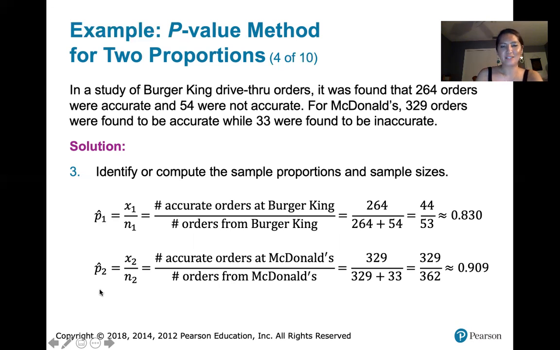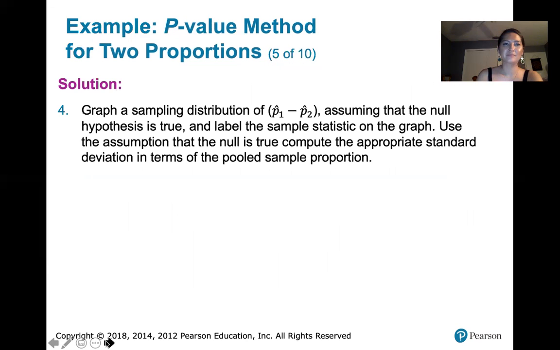So we've got our P1 hat and P2 hat, and N1 and N2 are 264 plus 54, which is 318, and 329 plus 33, which is 362. Okay, now this is not a necessary step, but I like to include this in the procedure because it demonstrates that you are thinking about the sampling distribution of P1 hat minus P2 hat and how that corresponds to the test statistic Z that we're going to compute in a little bit.